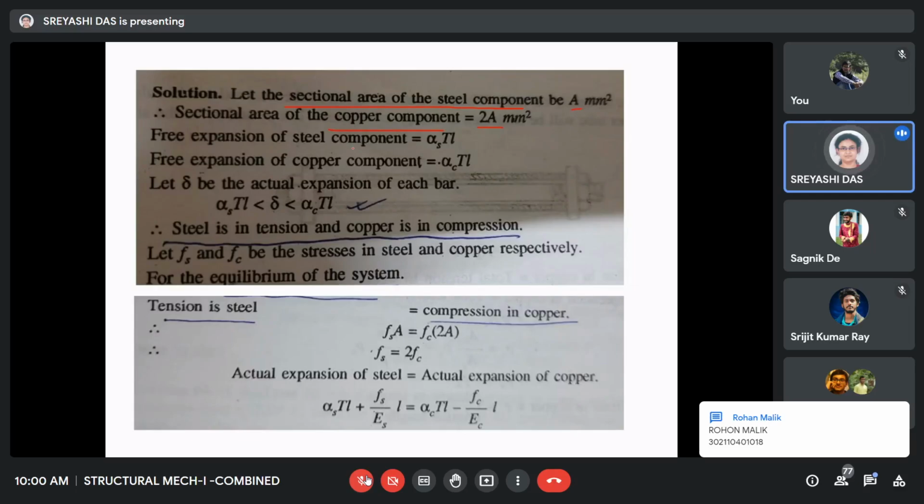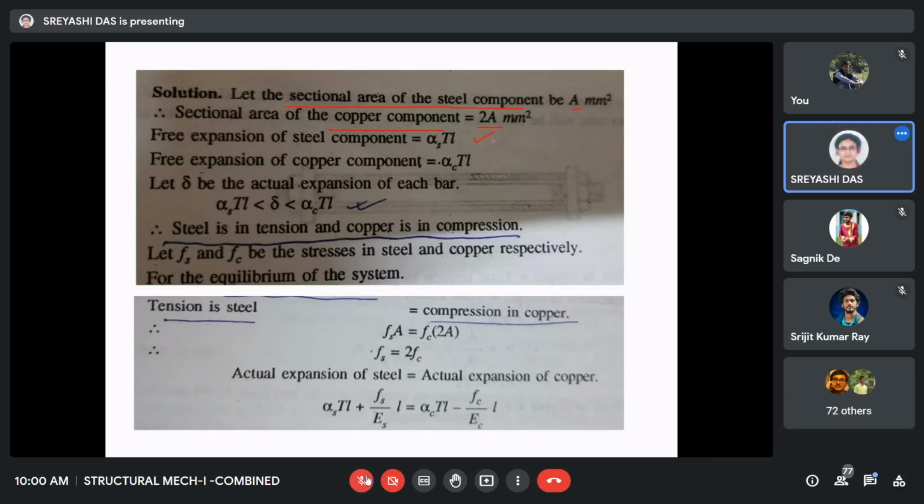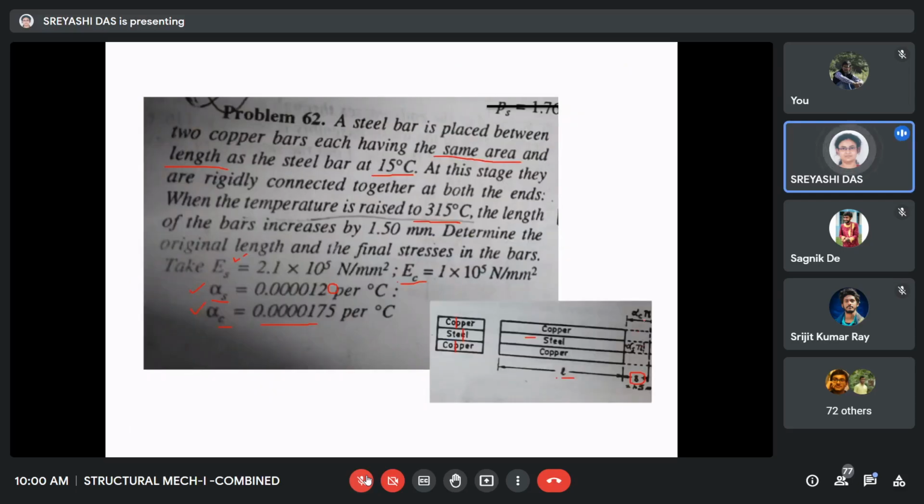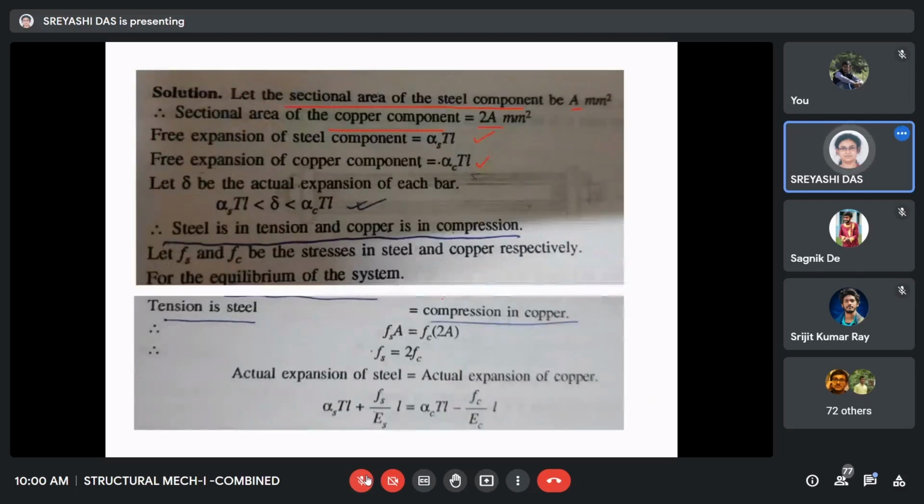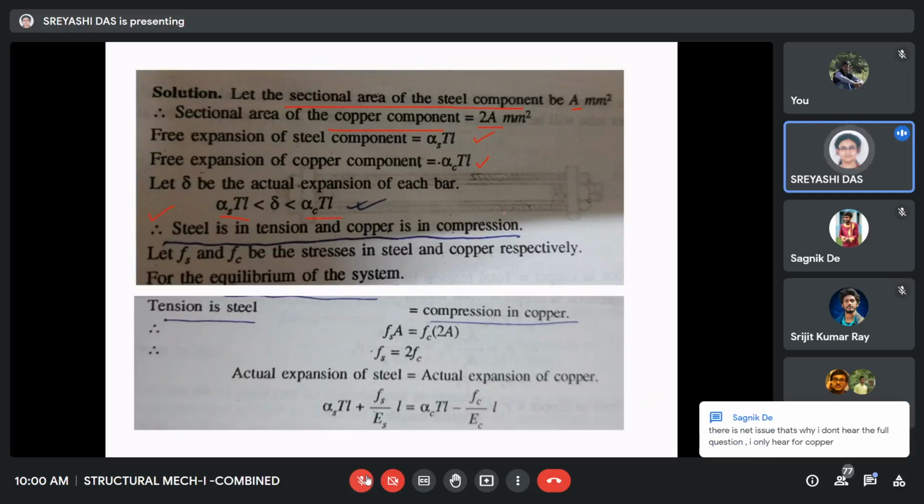Now the free expansion of steel is alpha STL. Free expansion of the copper component is alpha CTL. Now let delta be the actual expansion of each bar. So let delta be the actual expansion, which is given, that is 1.5 millimeter. And this delta must be greater than alpha STL and must be less than alpha CTL. So that means steel is in tension and copper is in compression.